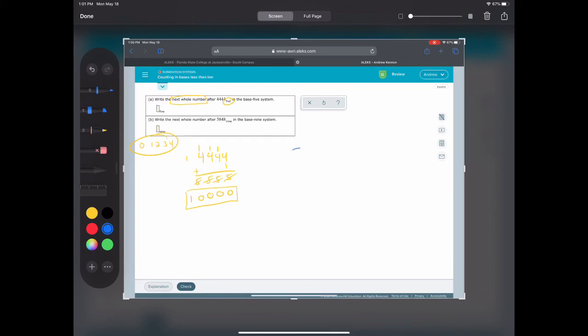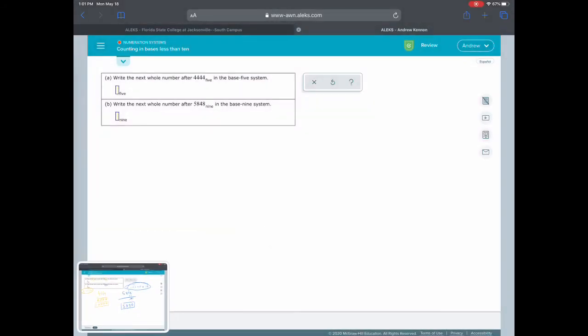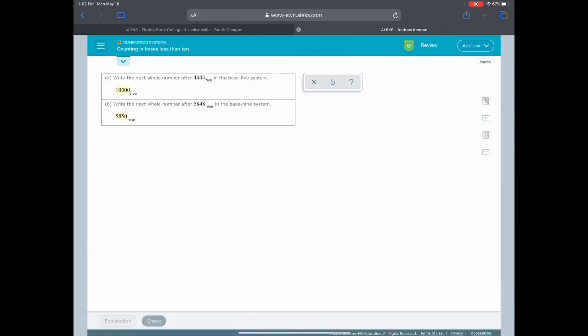All right, so 5, 8, 4, 8. This is base 9: 0, 1, 2, 3, 4, 5, 6, 7, 8. So that's 9 digits right there. When I add 1 here, I get a 9. Well, I can't have a 9. There isn't a 9 here. So go back to 0 and carry the 1 over. Then 1 plus 4 is 5. That's good. 8's fine. 5's fine. So all the numbers that you get when you add up have to be in the numbers right here. So let's go check these on Alex. 5, 8, 5, 0. And that's it.